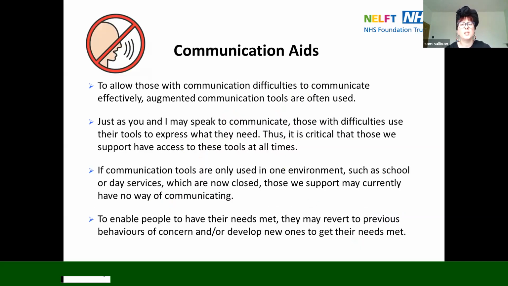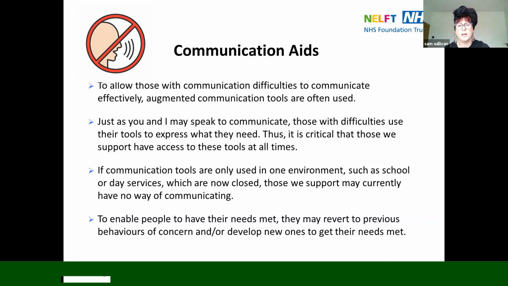So what are communication aids? They allow those with communication difficulties to communicate effectively. Augmentative communication tools are often used. Just as you and I speak to communicate, those with difficulties use the tools to express what they need. So with that in mind, it's critical that those we're supporting have access to them at all times. If we leave things out of people's reach, or they're in a drawer in the office, or we've left them somewhere else, then that would be like you and I just not being able to speak for the time being. So we always want to make sure that those communication tools are accessible to the people that they're for.